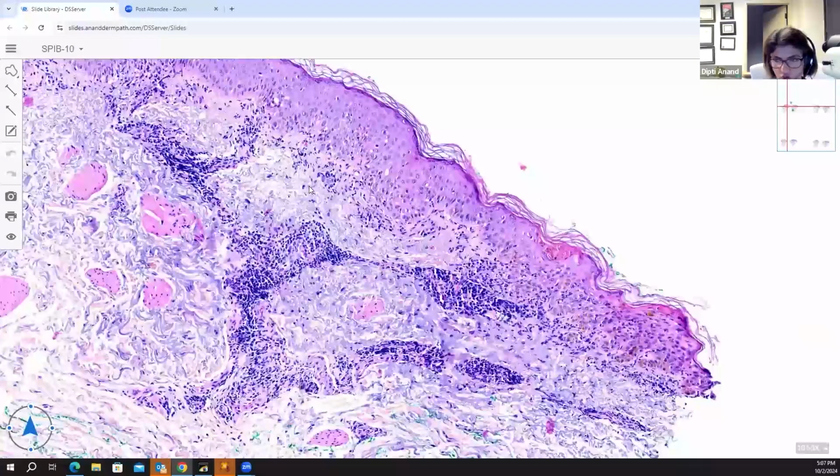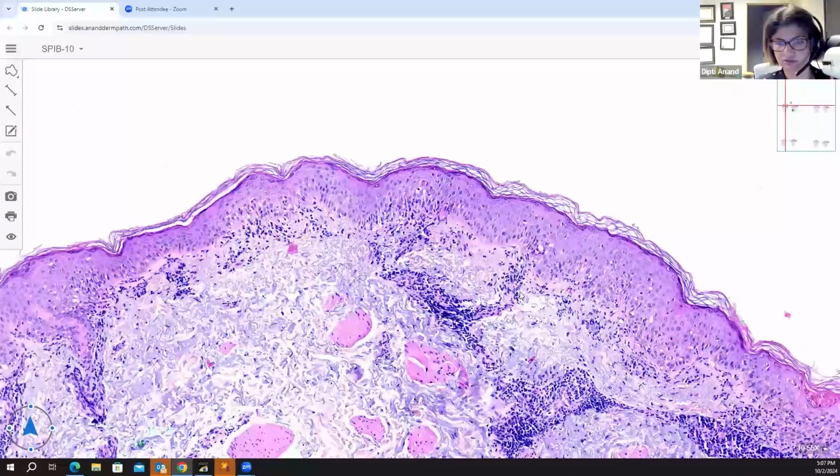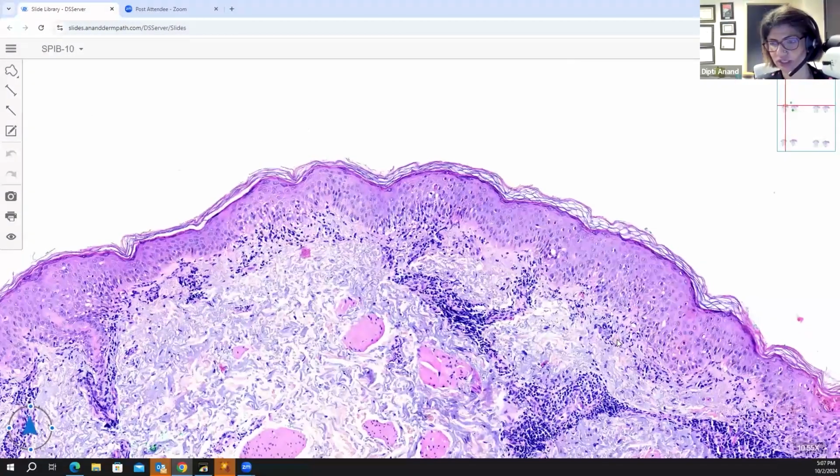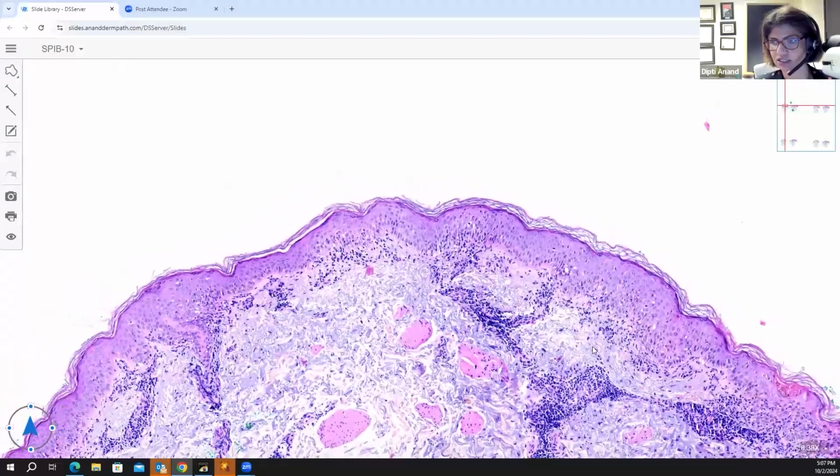Okay, ignore the dot. I forgot to remove the dot before I scanned this in. But what do you think about this? What is the disease process in here?